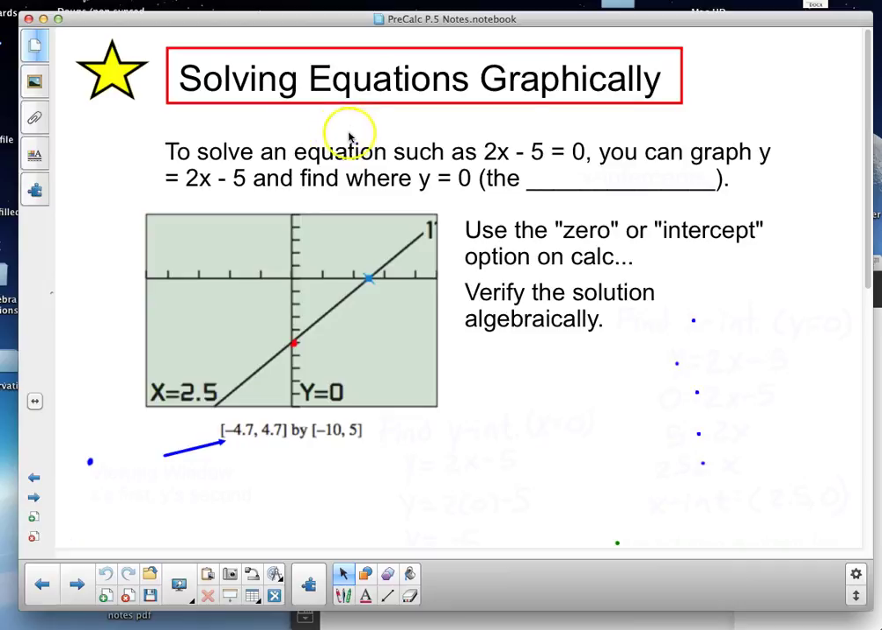Now, solving equations graphically. To solve equations such as 2x minus 5 equals 0, you can graph y equals 2x minus 5 and find where y equals 0. The x-intercepts are our concern. So that would be our solve. Or when y is 0, the zeros is what we normally would call it.